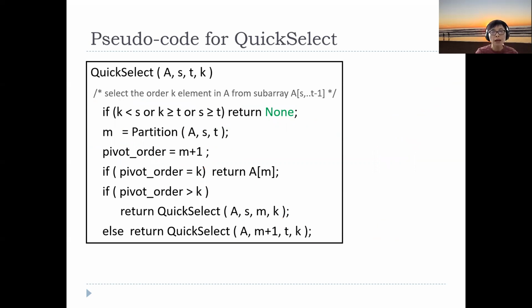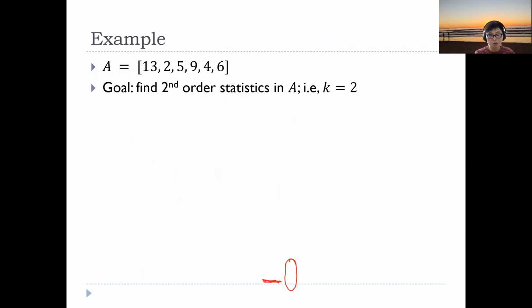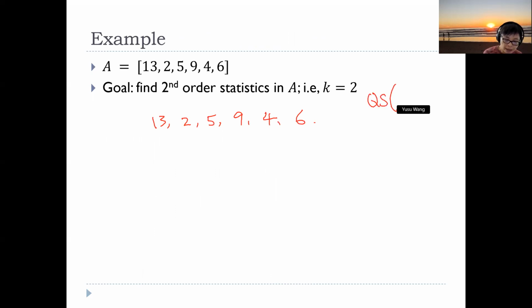Of course, at the top level, given the input array, which we call A, we look from 0 to n minus 1, and we're looking for the rank k. Let's go through one example to make sure we understand the procedure. Let's say this is the input array we're given: 13, 2, 5, 9, 4, 6. At the top level, we call QuickSelect on A, from 0 to 6, looking for rank 2.